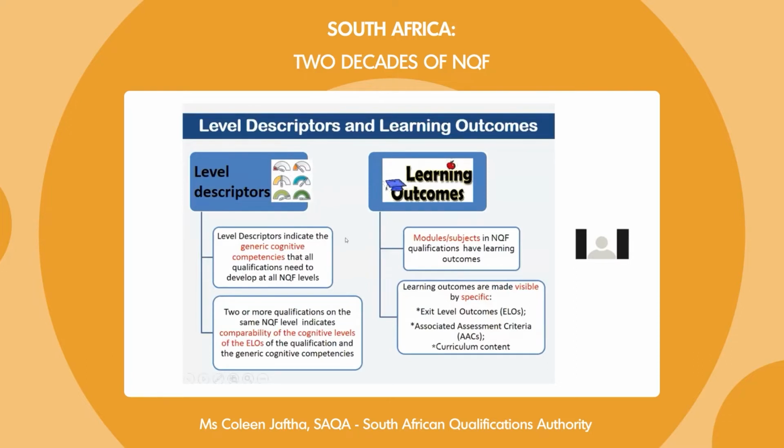So if you look at an NQF, you will see that there are 2 or more qualifications on the same NQF level. And we use the level descriptor to indicate the comparability of the cognitive levels of the exit level outcomes of the qualification and the generic cognitive competencies.